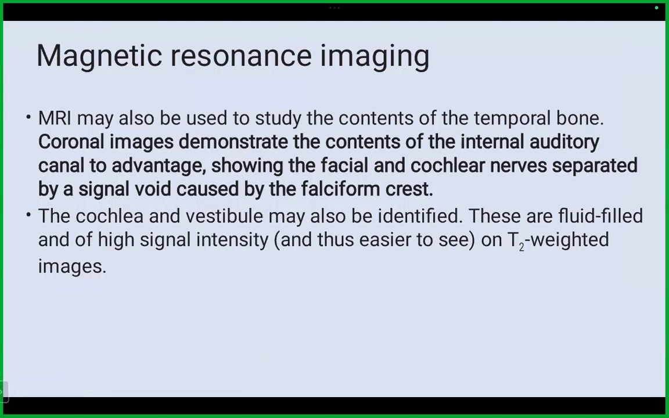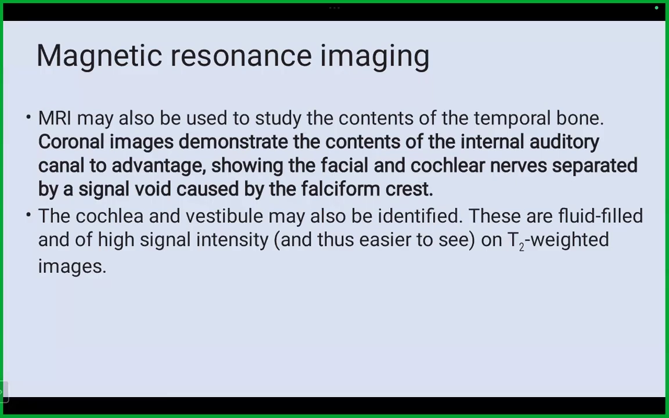MRI may also be used to study the content of the temporal bone. Coronal images demonstrate the content of the internal auditory canal to advantage, showing the facial and cochlear nerves separated by the signal void caused by the falciform crest. The cochlea and vestibule may also be identified.